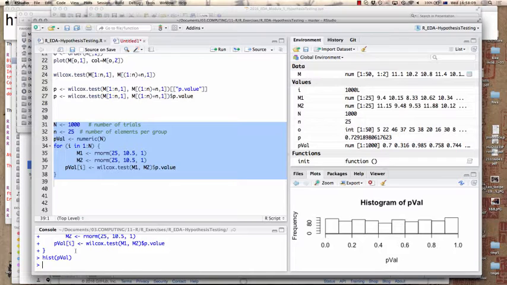So what you've seen here is multiple testing in action. Even though there is no difference between our populations, if we run them often enough, we will find examples that are statistically significant. So be doubly and triply cautious to use the right number of multiple testing corrections.